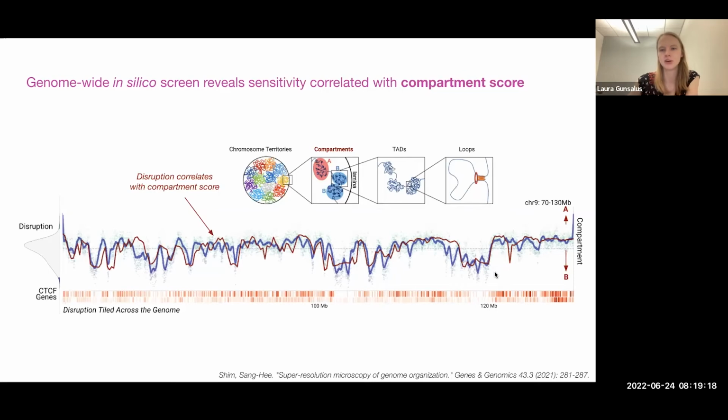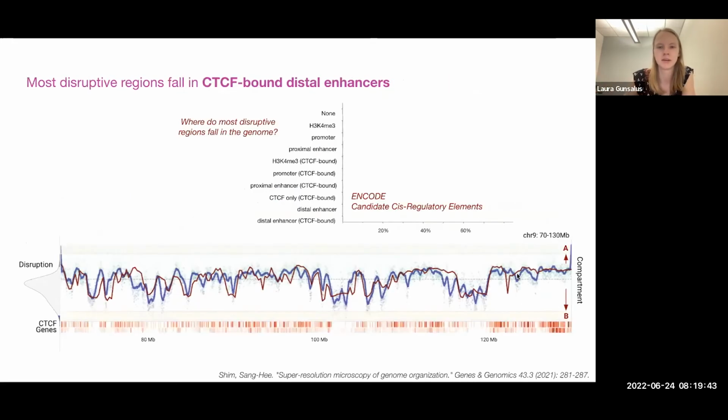And we also noted that this disruption track is very well correlated to sort of a completely orthogonal measure, A and B compartment. So A compartments seem really sensitive to 3D genome disruption, and B compartments seem really robust. So we can make mutations and alterations within B compartments, and it doesn't seem to have a large impact on 3D genome compared to A compartments.